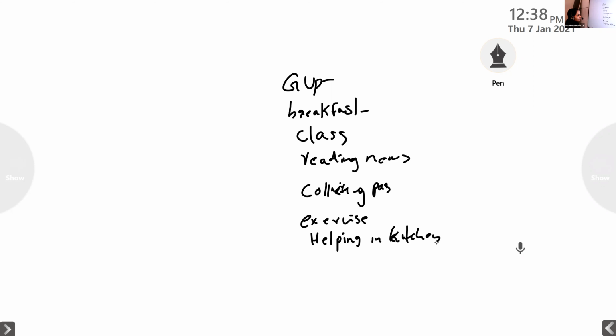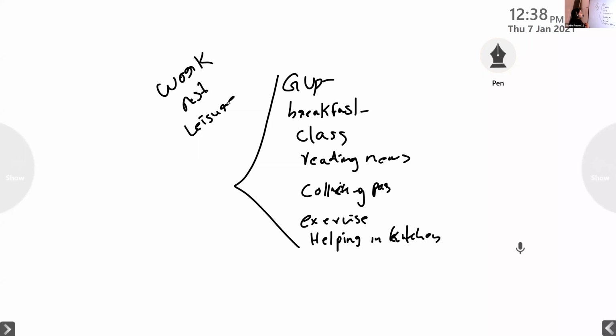Okay. So these are the certain activities. So categorize these activities on the basis of work, rest, and recreational activities. Categorize. Sana, list the work related activities from this. Work related activities. Class. Getting up, eating breakfast, class, reading newspapers, collecting parcels, exercise, helping in kitchen.